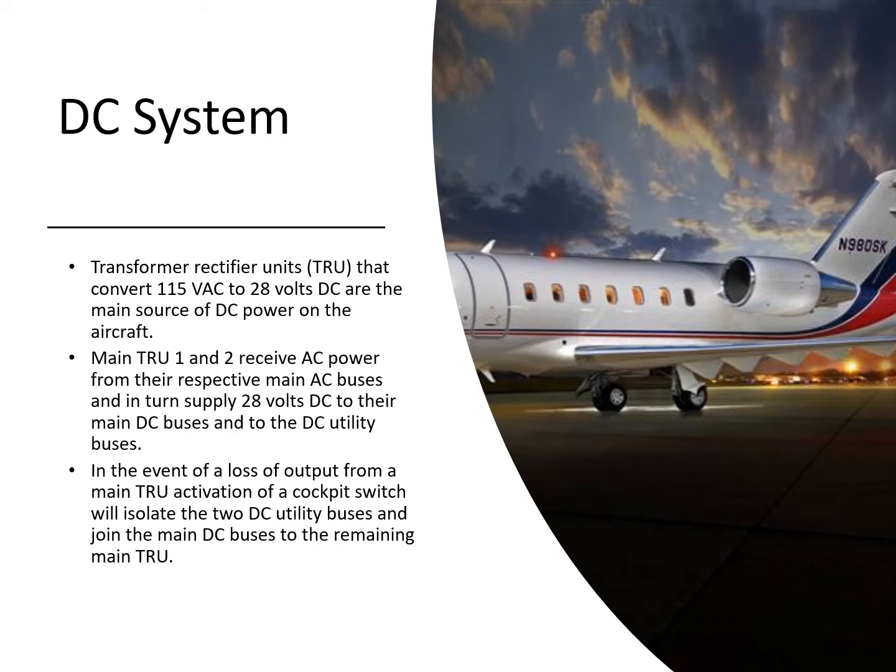Now, it's important to note that there's nothing automatic about that. So if you lose a TRU, you will lose the DC main bus on that side, plus the utility bus on that side, leaving you the other TRU providing its own DC main bus and its own utility bus. So what you can do is operate the cockpit switch, and that will cause you to lose both of your utility buses, but regain both of the DC main buses. But we'll look at the schematic in a short while.